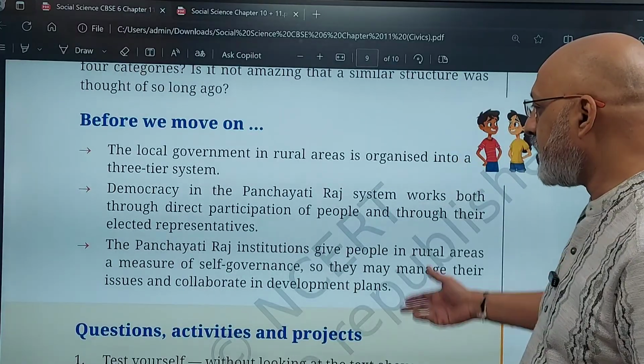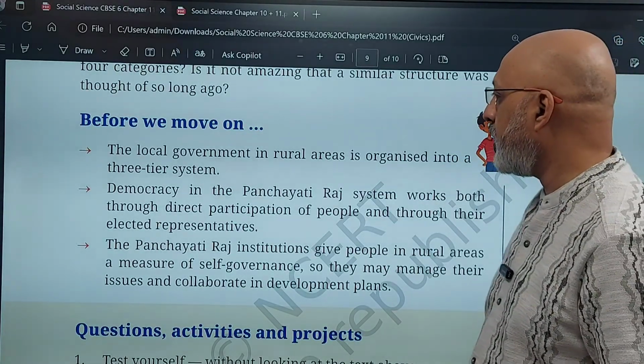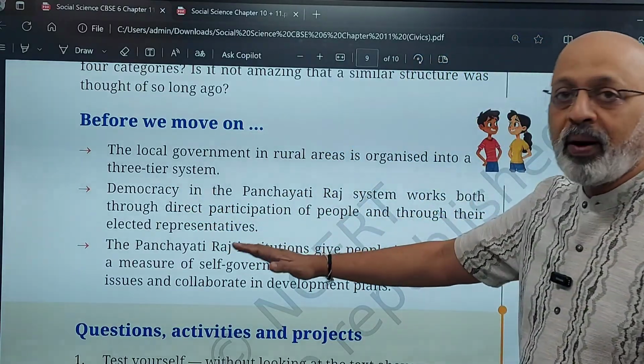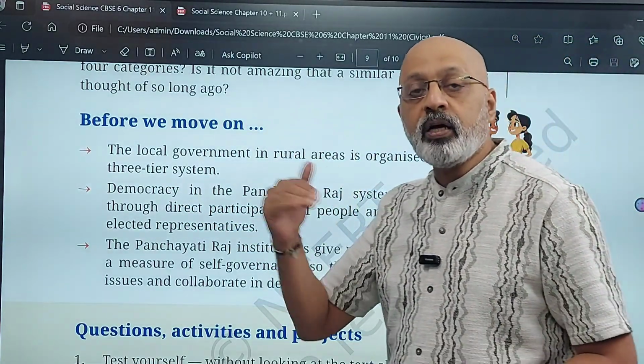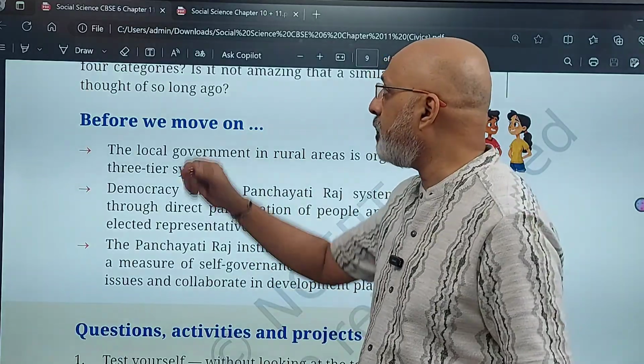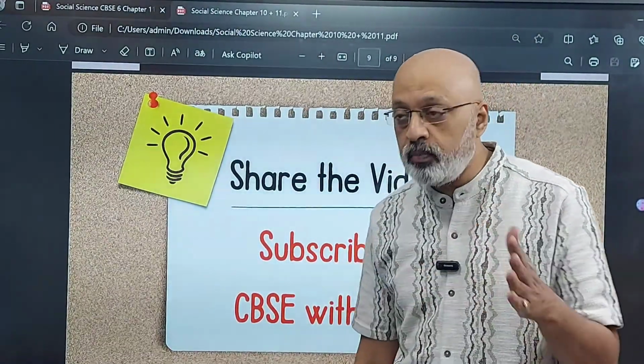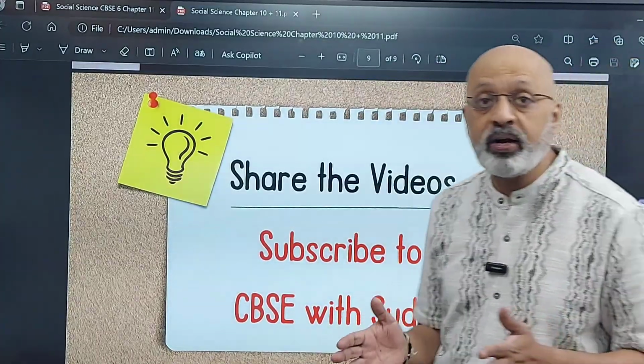So now these are the summary notes of this particular chapter. I hope you have understood completely. The 3 tier system, the Gram Panchayat and the Mandal Parishad or the Panchayat Samiti and the Zila Parishad level also. So with this we have come to the end of this very important chapter about local government in the rural area.